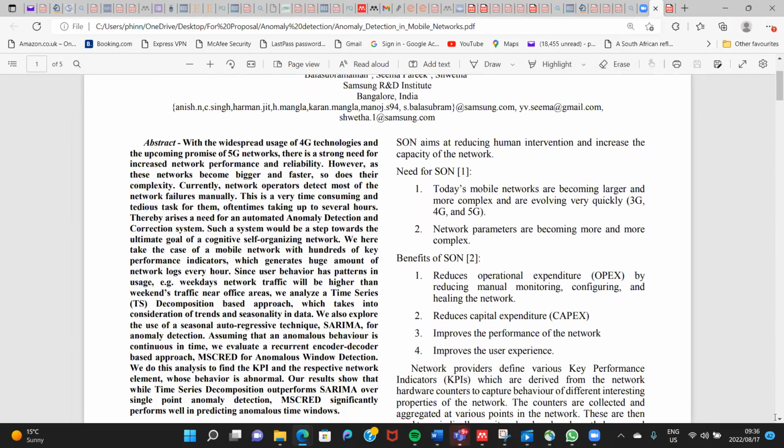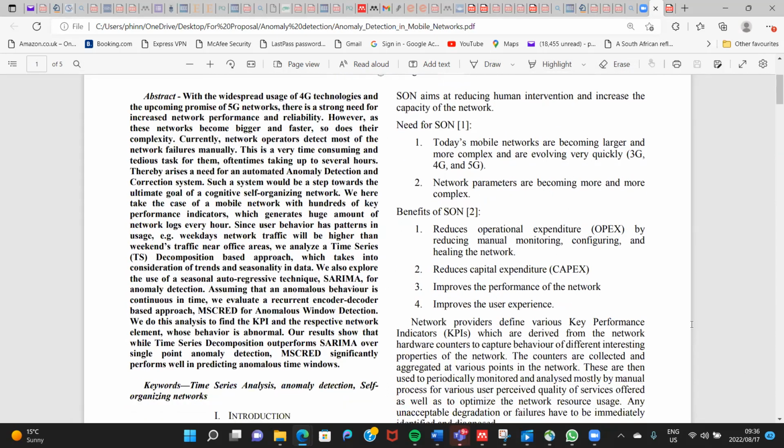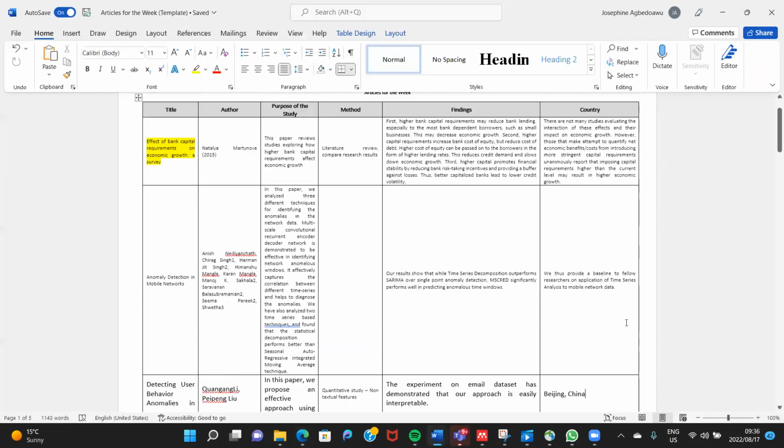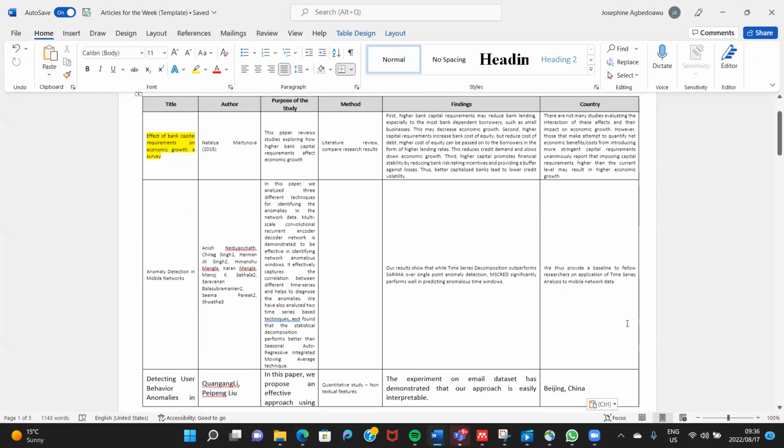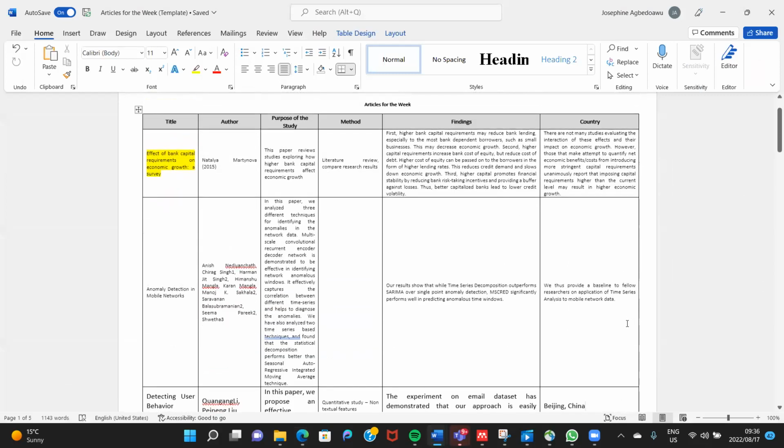Let's go back to your table. Let me indicate something. Go back to the top. So we are dealing with what? Title. No, go to the top. I just want title, author, purpose of the study, method, findings, and the country. That's what we are looking at. Right. So let's go.